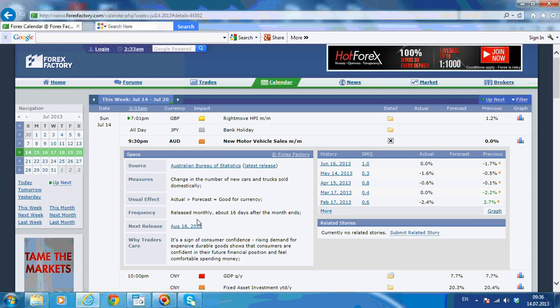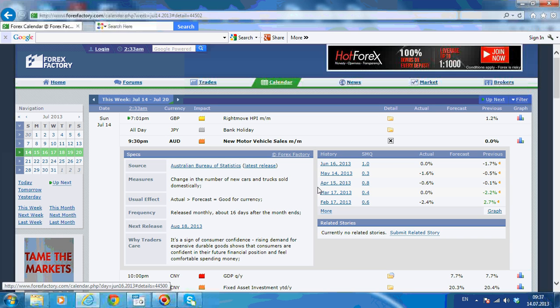This is released monthly, about 16 days after the month ends, and it's a sign of consumer confidence. So rising demand for expensive durable goods shows that consumers are confident in their future financial position and feel comfortable spending money. So this should be viewed as good for the economy. So the usual effect will be that if the release is higher than the forecast, then this is good for the currency. And then you can apply this in trading your financial products, in trading your binary options on the short term and medium term, and so on and so forth.